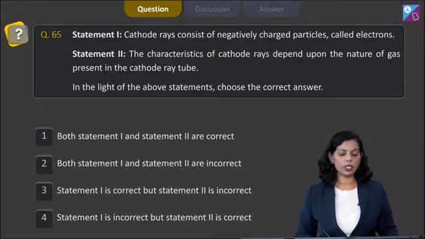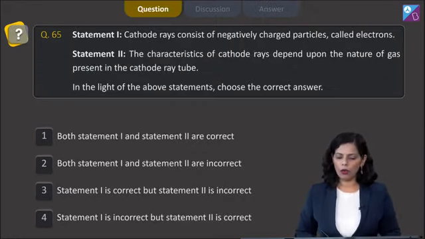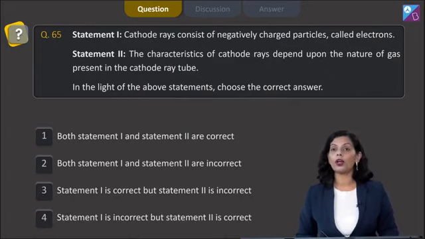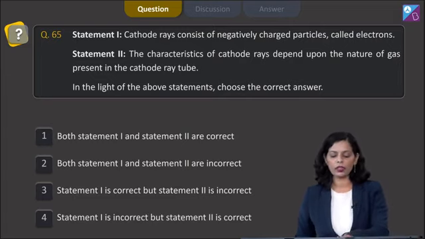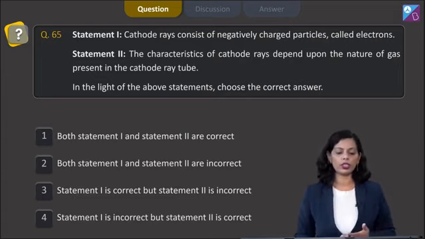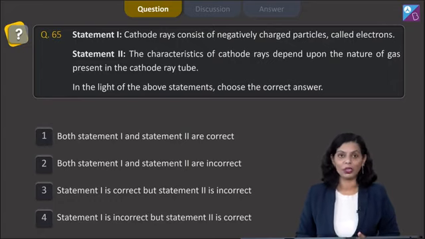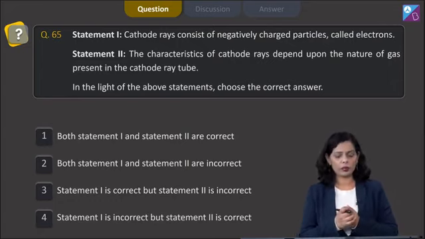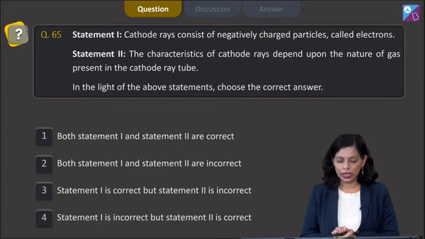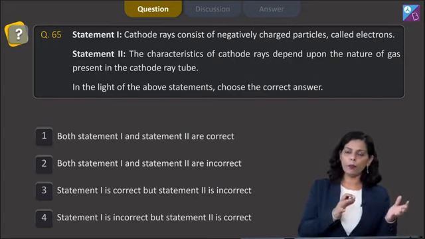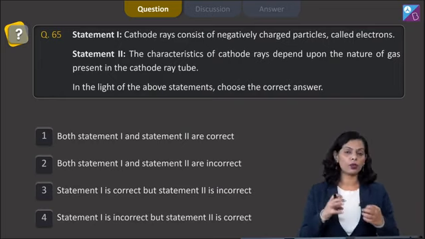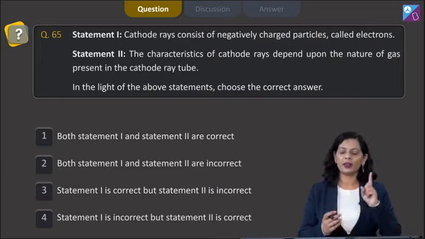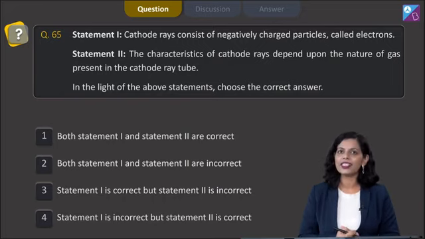Now I am taking question number 65. Statement 1: Cathode rays consist of negatively charged particles called electrons. And statement 2 says the characteristics of the cathode rays depend upon the nature of the gas present in the cathode ray tube. Just recall the cathode ray experiment. The very first thing about it, that cathode rays start from cathode and move towards anode. It means the particles are negatively charged particles, and you are getting it right. These are the negatively charged electrons.